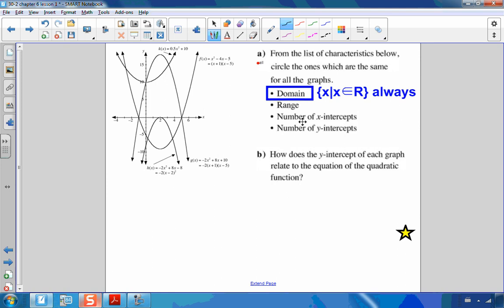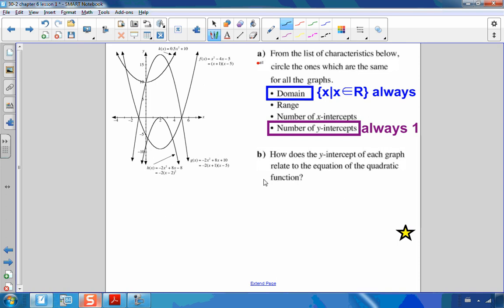The number of x-intercepts is also not the same. This guy here has 1 x-intercept. This one here has 2 x-intercepts. Look at this guy up here. He has no x-intercepts, so those aren't the same. But they all have at least, no, exactly 1 y-intercept. So you always have 1 y-intercept.